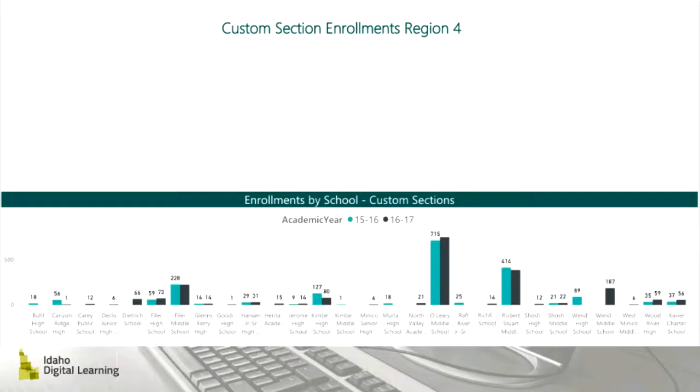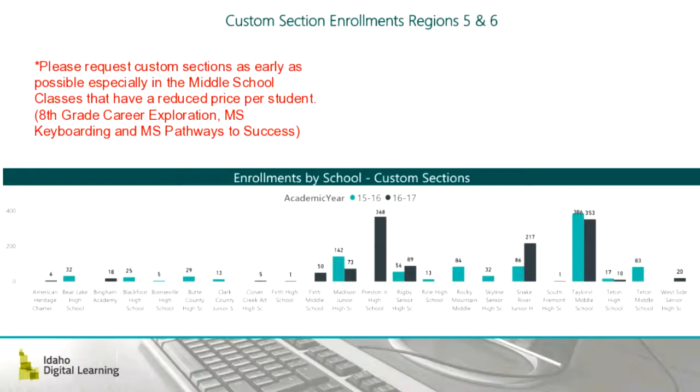Also, regions 4 show the schools there and their enrollments, and these are the ones that Wiley just talked about. O'Leary and Robert Stewart, of course, have used it quite a bit, and you saw the success that they've had there. And then regions 5 and 6.